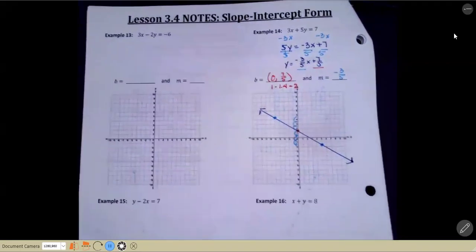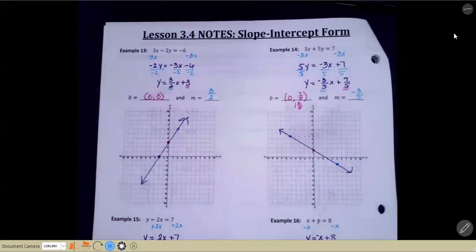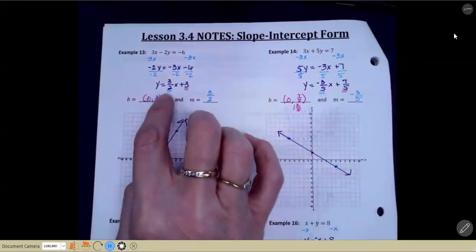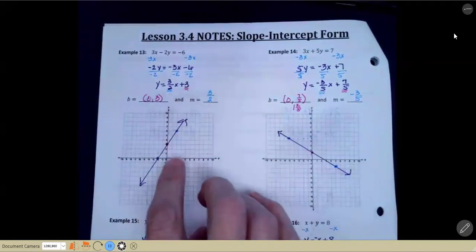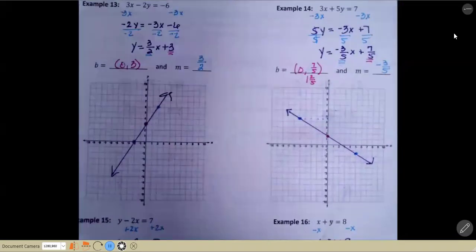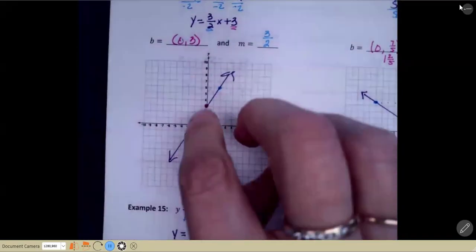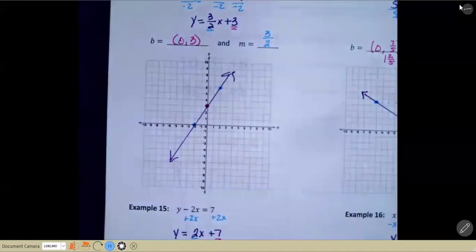Okay, so here is the answer to number 13. Your equation should be y equals 3/2 x plus 3. So you should plot a point at 3 on the y-axis, and then you have a slope of 3/2.